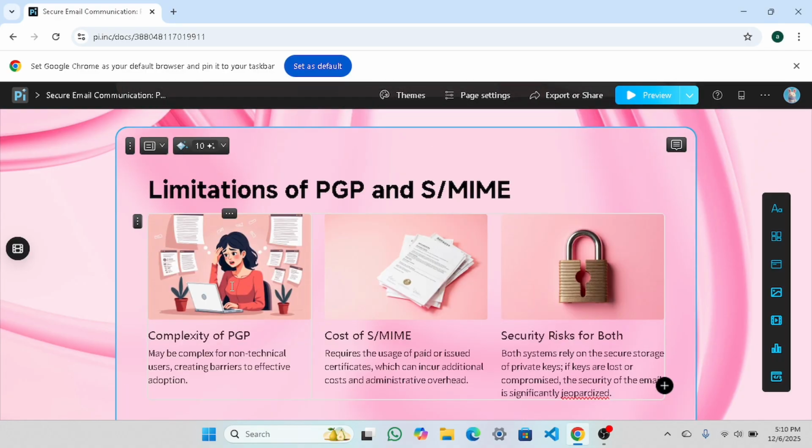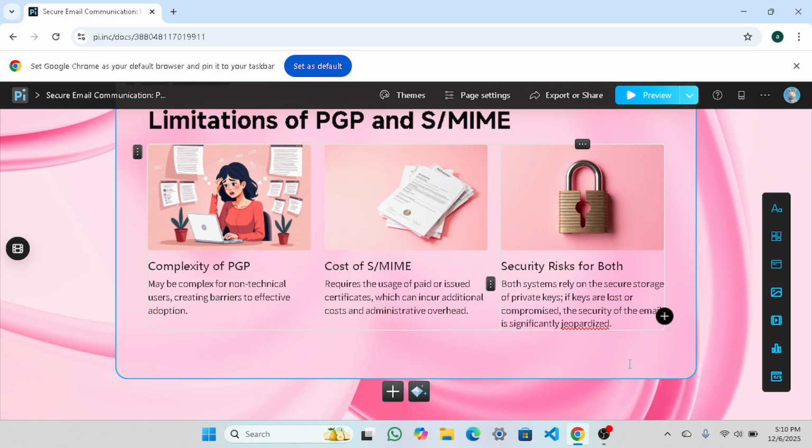Now, moving to the next slide, where we will see the limitations of PGP and S/MIME. The first is complexity: PGP may be complex for non-technical users, creating barriers to effective implementation. And S/MIME is costlier than PGP, requiring the use of paid or issued certificates. For security risks, both systems rely on secure storage of private keys. If keys are lost or compromised, the impact on the security of the system is significant.